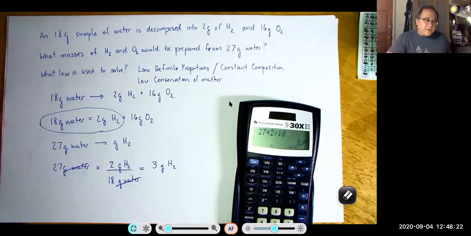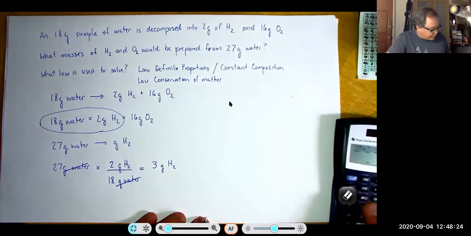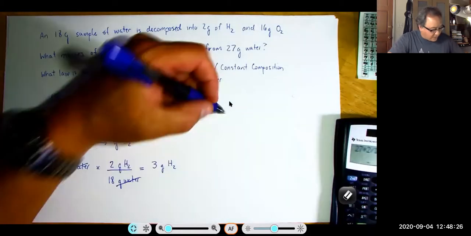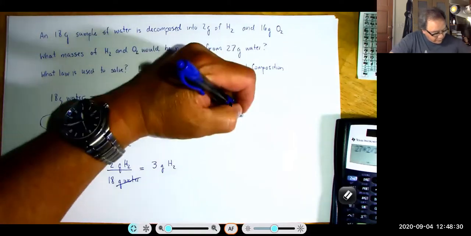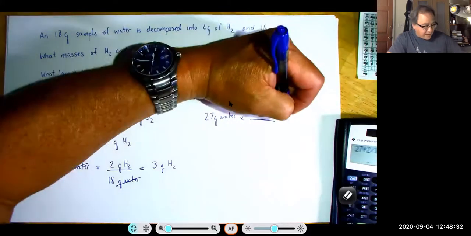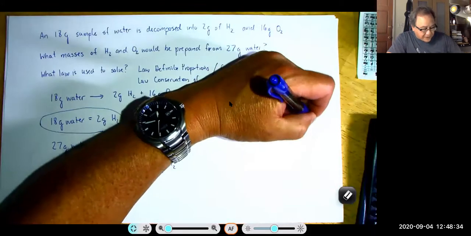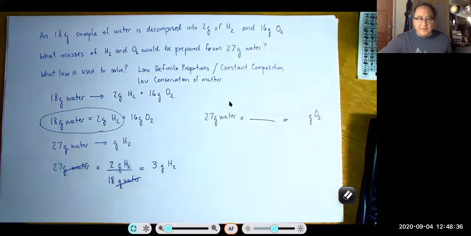So how would we figure out grams of oxygen starting with 27 grams of water? So 27 grams of water. What do you multiply by to get grams of oxygen? Go ahead and take a moment and set this up and give it a shot. I'm not going to ask you to show me your work or anything like that, but write it out. It sticks a lot better than if you just think about it.